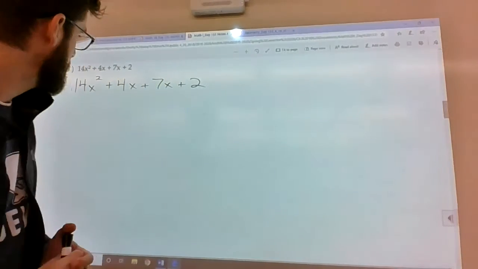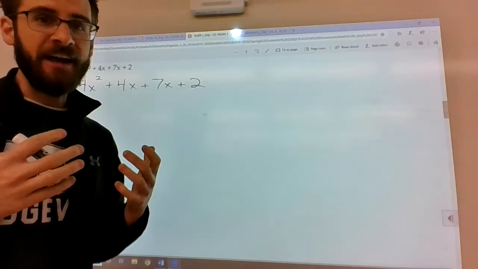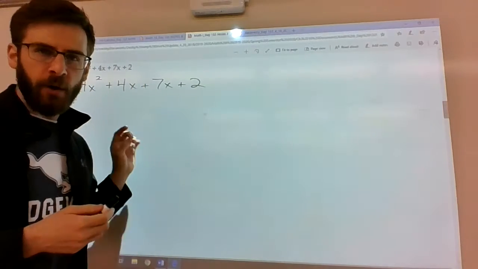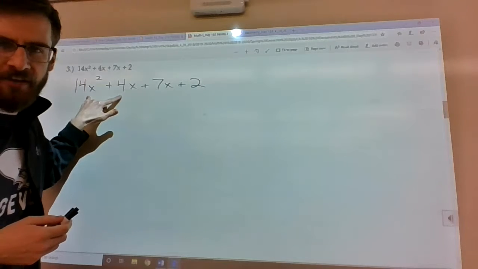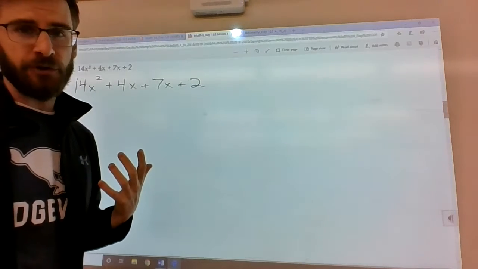All right, we're back. This is a little more complex type of factoring. Remember, we're doing factoring by grouping. If you're asking yourself, do I always have to group the first two together and the last two together? The answer is technically no. You don't always have to group it like that.